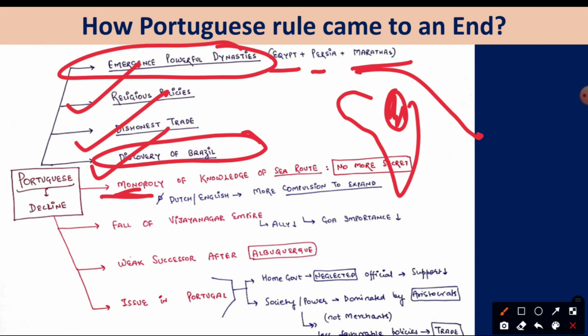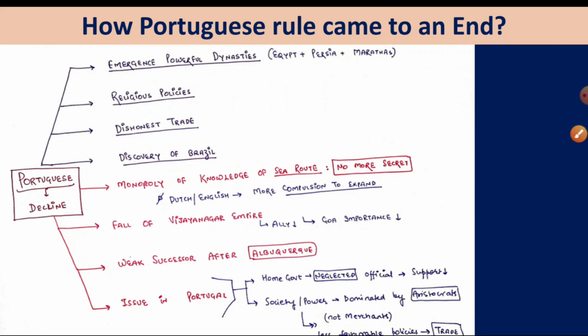Hence, they were not exclusive to the Portuguese. Then the Dutch and the English had more compulsion to expand because of the location they had, and a lot of problems they were facing internally pushed them toward colonialism. Then the fall of the Vijayanagar Empire.